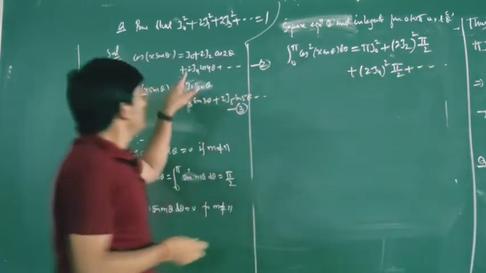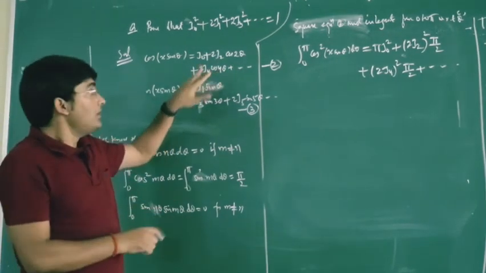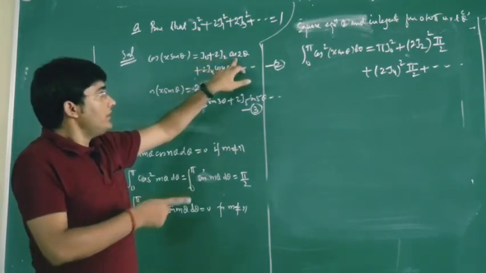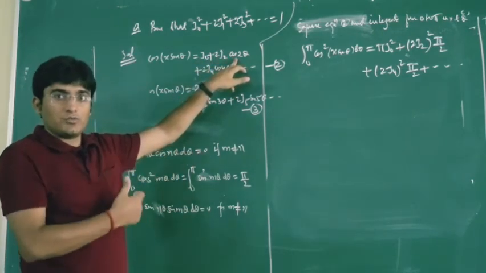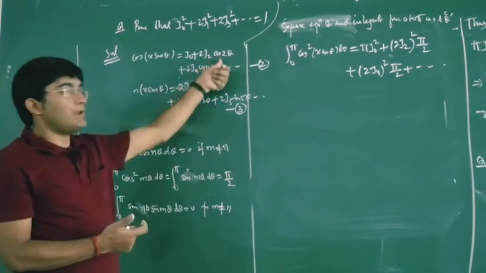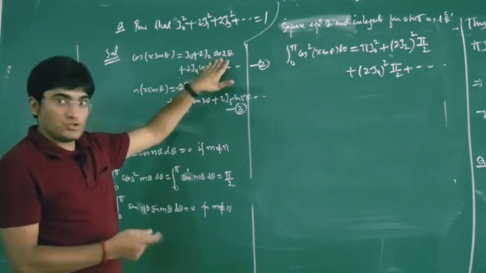This is a square, this is b square plus c square plus d square, and so on. Now what about the terms 2ab? Here our 2ab will be the integration of cos 2 theta, which will be sin 2 theta, and if you put the upper limit we will have sin 2 pi, and for the lower limit we will have sin 0. So that means this term is 0.